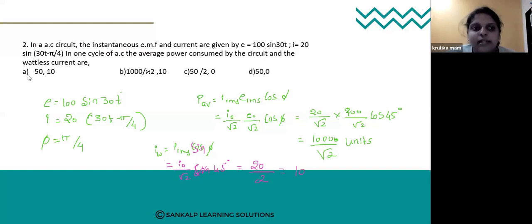So in the options they have given 50, 10, 1000 divided by root 2, and so on. Here the average power is 1000 upon root 2 and the wattless current is 10. So option B is the right answer. Okay, thank you.